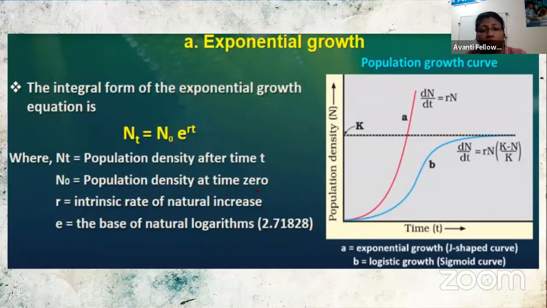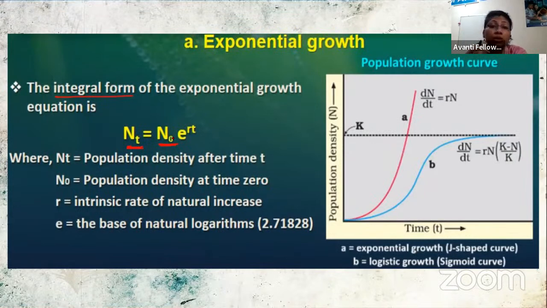Apart from being represented by dN upon dt is equal to rN, exponential growth is also represented by its integral form. The previous equation was the differential form. Here we have the integral form of the equation, which is given by Nt, the population size after a time period t. Then we have N naught, which is the population size at time zero.